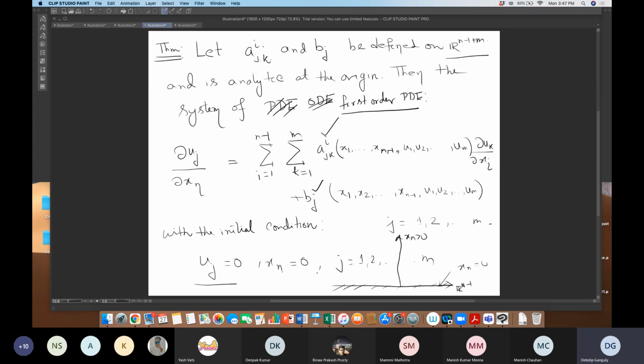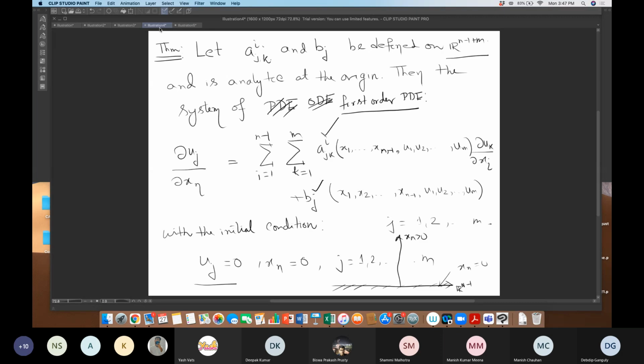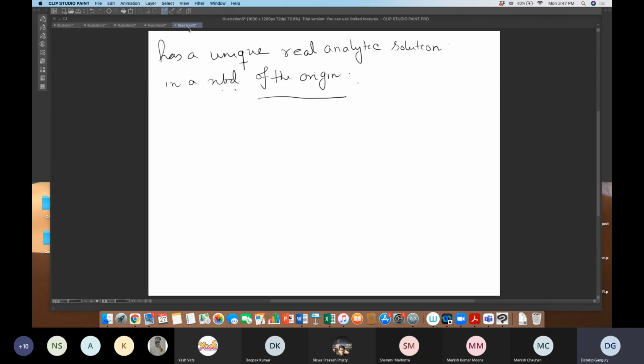Given these two real analytic functions, a_ijk and b_j, this system of first order PDE with this initial condition has a real analytic solution in a neighborhood of the origin. Can anyone tell me how I can prove this uniqueness? How can I show that it is a unique real analytic solution?